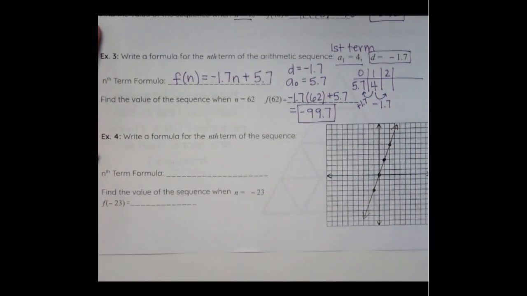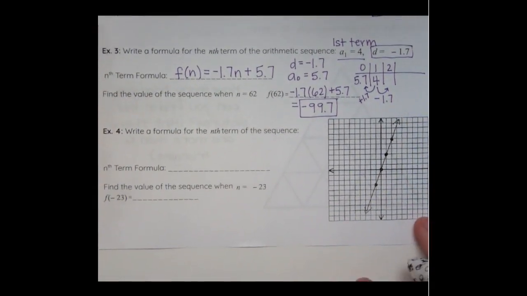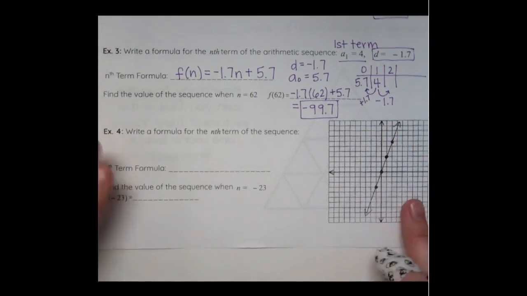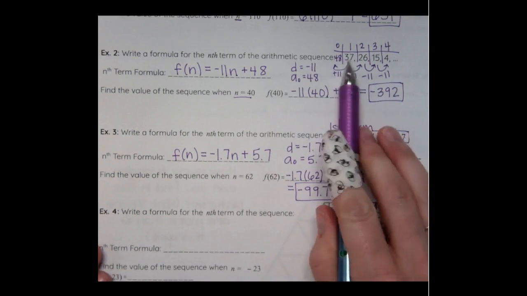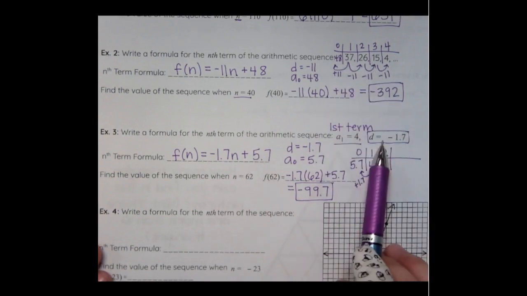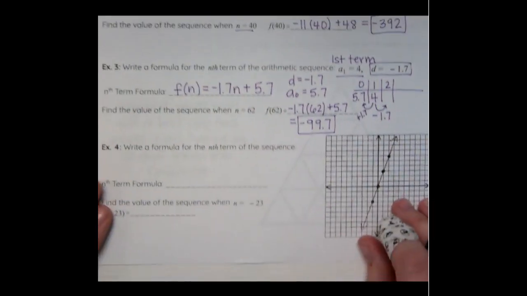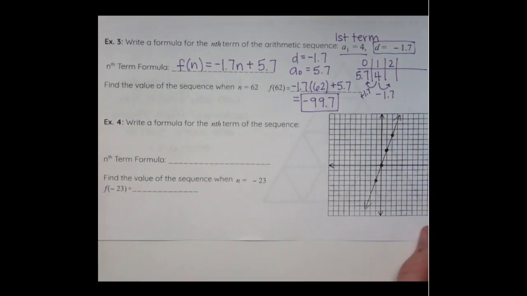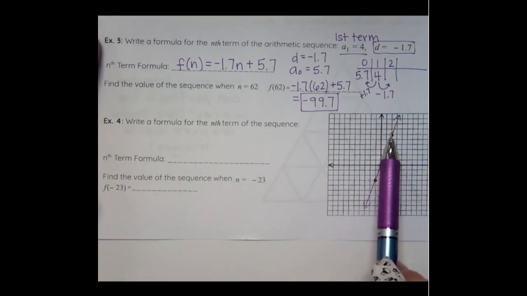Awesome. So our very last question is a little different. It has a graph now. So before I either had a sequence of numbers or they gave me the pieces I needed. Now we have a graph. So in order to find the common difference, I'm going to need some numbers to work with, right? So I'm going to start getting the points off of this graph.